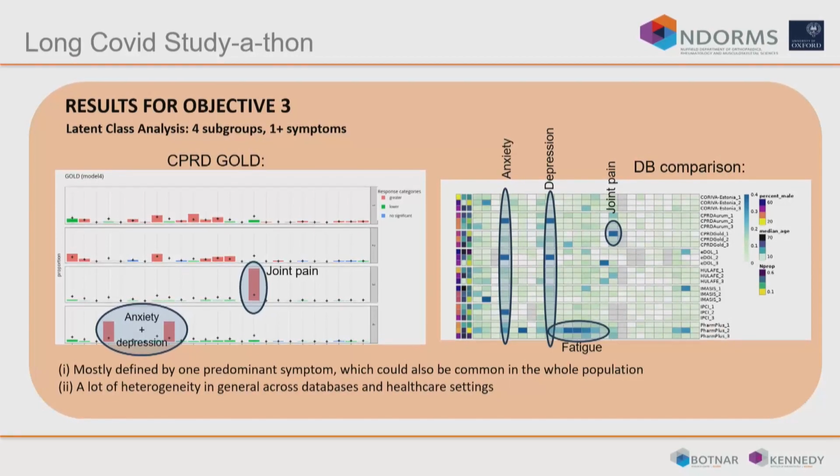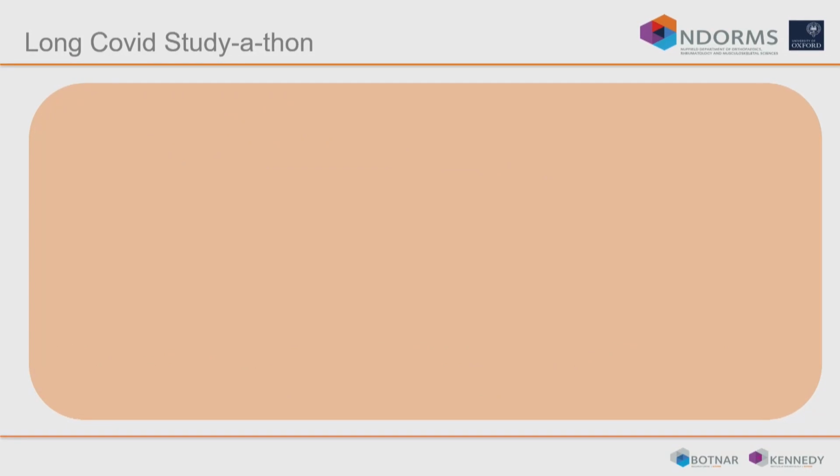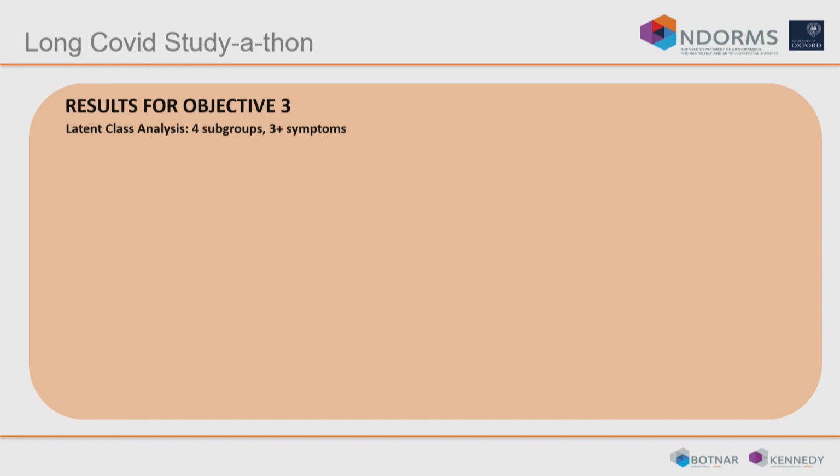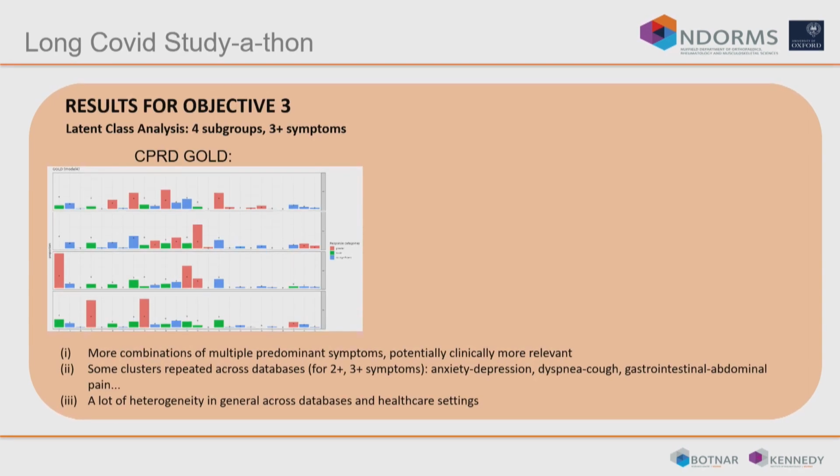We saw that there were also clusters, for example fatigue, that were presented in only one database, and most of these clusters only presented one symptom. So there was a loss of heterogeneity. So we did a subsequent analysis where we restricted to individuals who have at least 3 of these symptoms. And then there we saw more clinically relevant results.